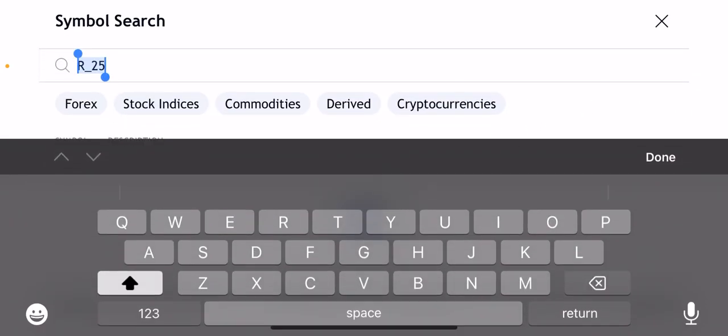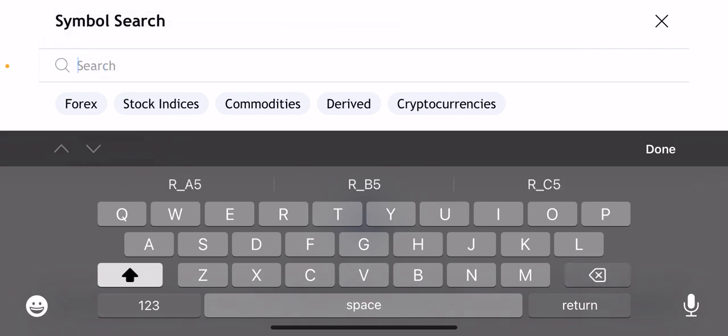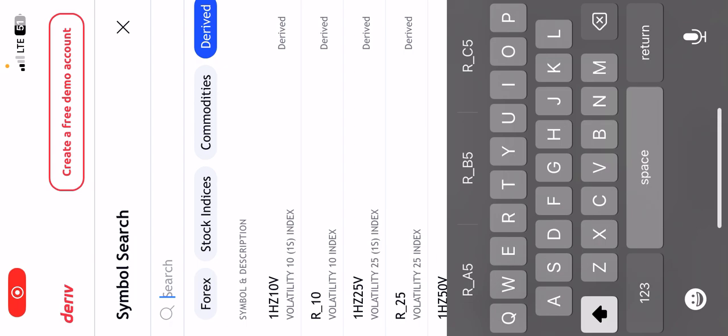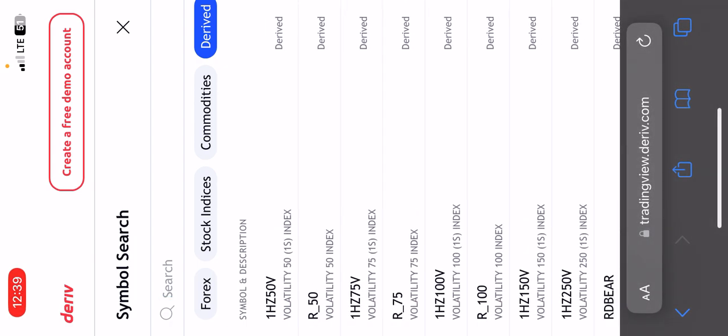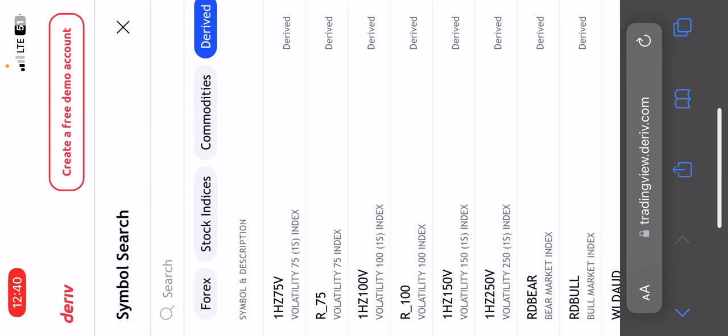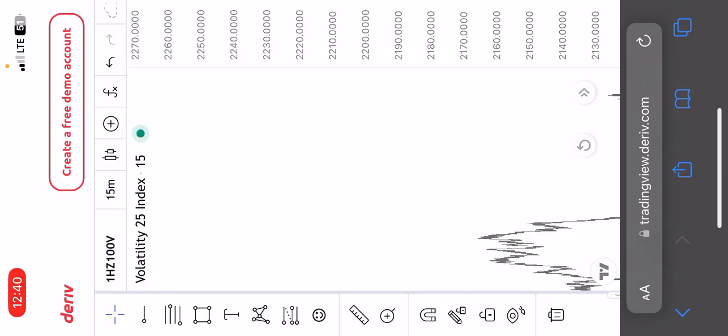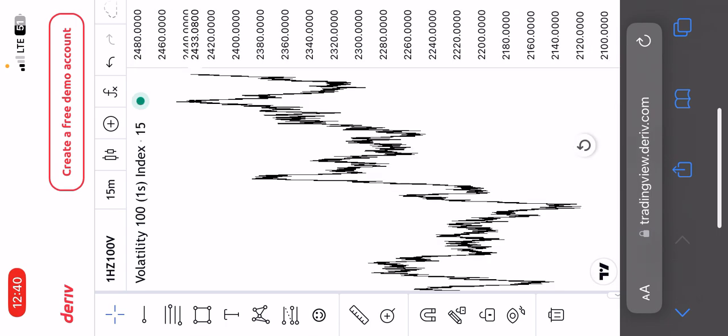Okay, let's check another instrument instead of seeing our volatility 25. So let's check another instrument for secondary inducement. So I think I love volatility 101s. Let's see if we are going to get a very clear secondary inducement here.